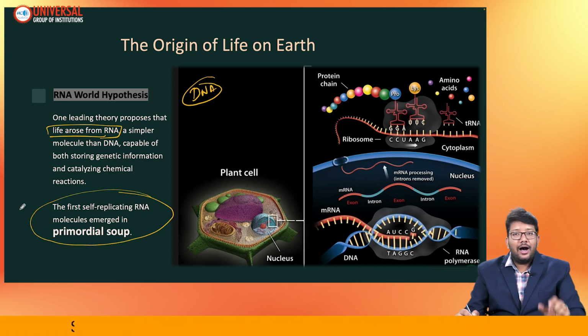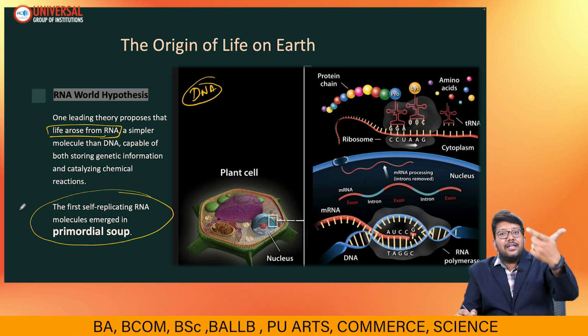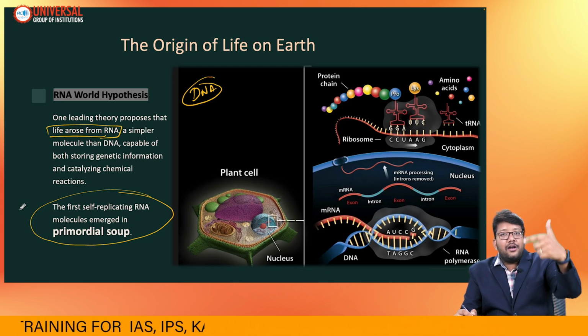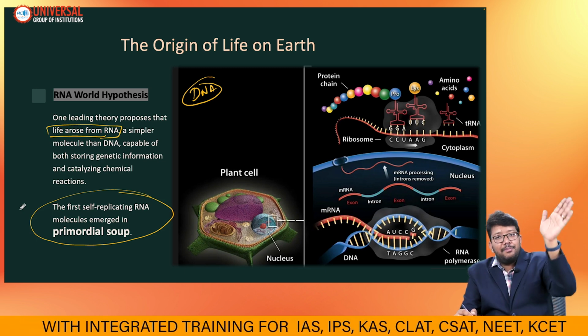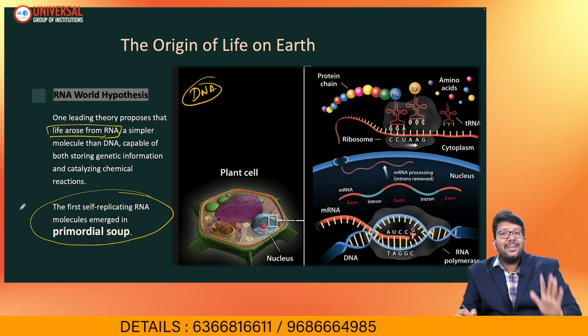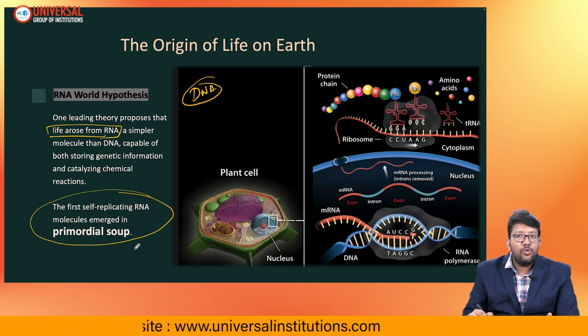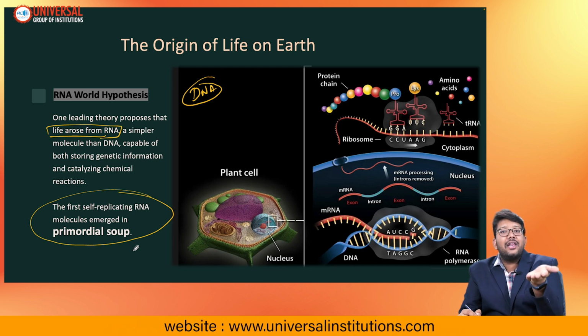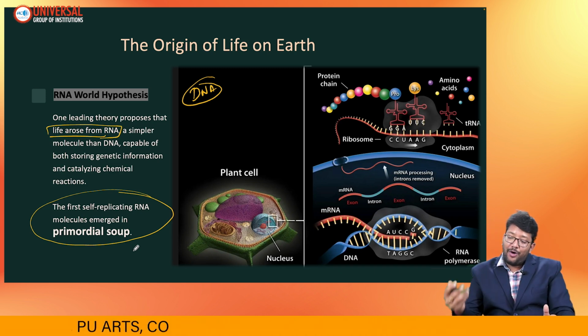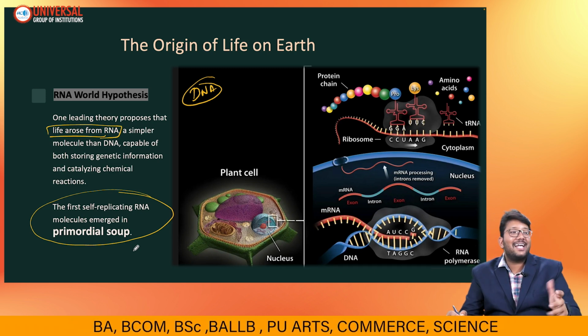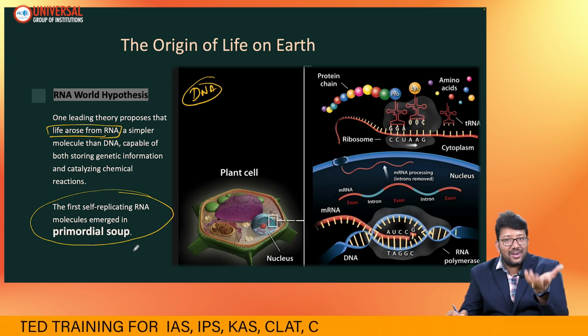So what happened? RNA replicated itself into double, triple, 4, 5, 6, 7. It's like it became DNA. So earlier it was a single RNA, and that is called primordial soup. Where was that RNA? RNA was in a primordial soup. Now some of you might be thinking, what exactly is primordial soup? Is it like drinking soup?